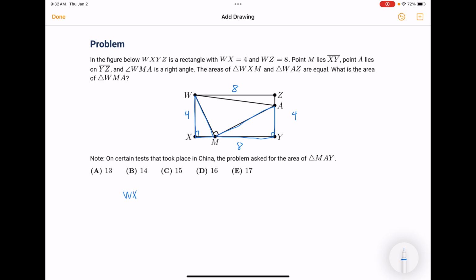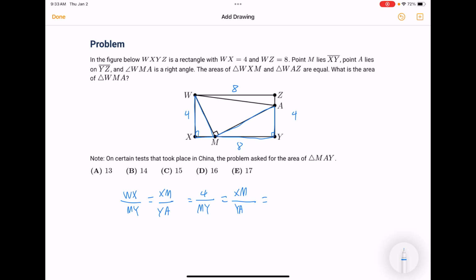So WX over MY is equal to XM over YA. So the long side over the long side on the other triangle is equal to the proportion with the short side of one triangle over the short side of the other triangle. And then we can plug in what we already know. We know that WX is 4 over MY, which we don't know, so we're just going to let it be MY. This is equal to XM, which we don't know, over YA, which we also don't know.